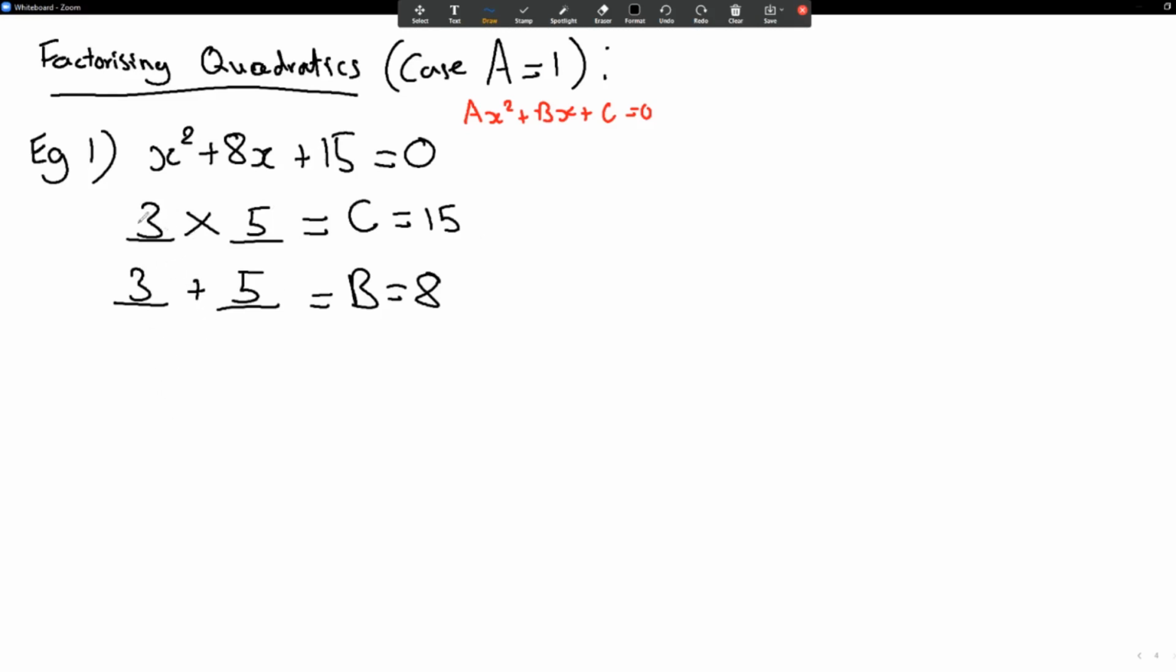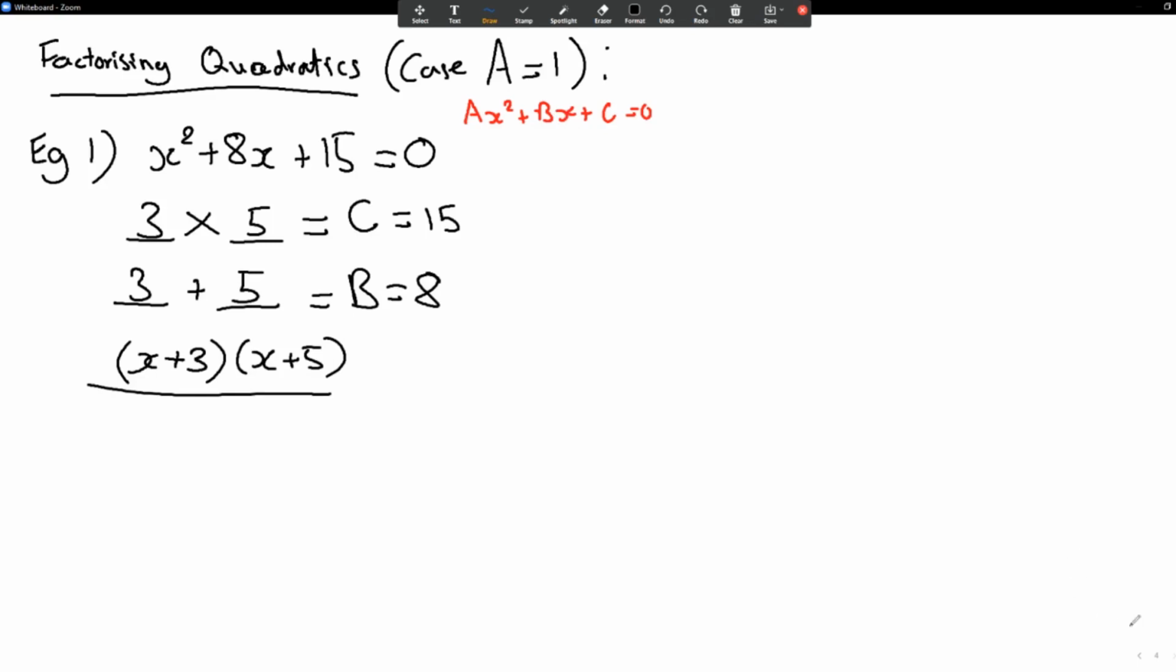Now, you might be asking, where do we go from here? Well, we put this in the form x plus 3 times x plus 5. And these are our binomials. All I've done is put x plus the first number and x plus the second number. That's all I've done. So that's how you figure it out when a equals 1.